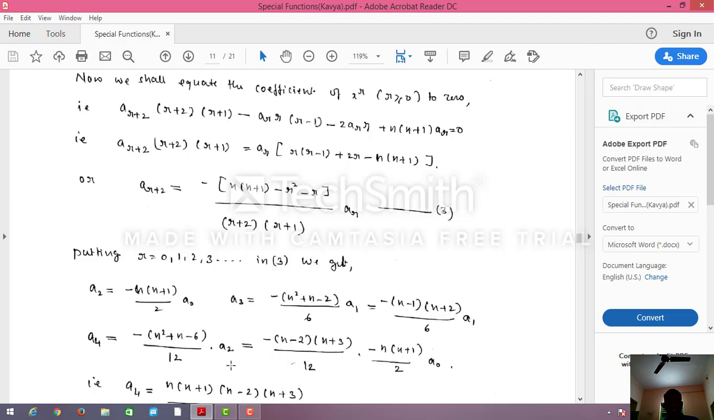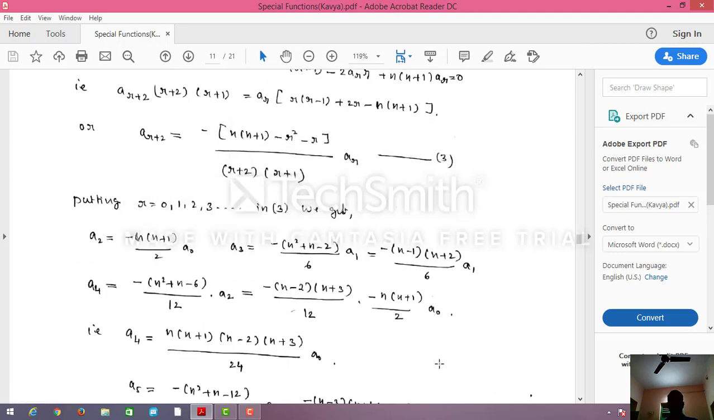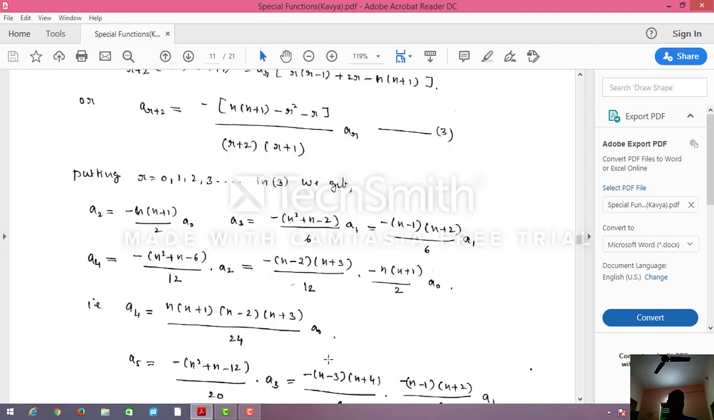Here already we know the value of a2. What is the value of a2? Already we found out a2 is nothing but this one. I am writing it here: a2 is minus n into (n plus 1) divided by 2 into a naught. That value I also substituted. Now a4 finally I will get in this form: minus into minus should be plus. Then the first term n, then n plus 1, then n minus 2, n plus 3, divided by 12 into 2, which is 24, into a naught.